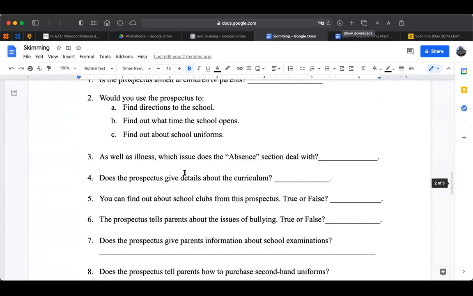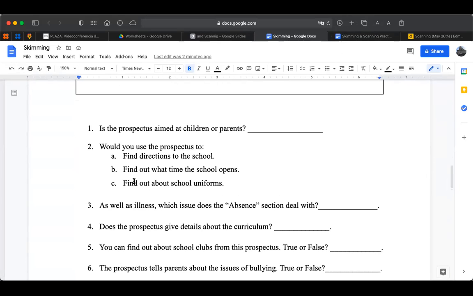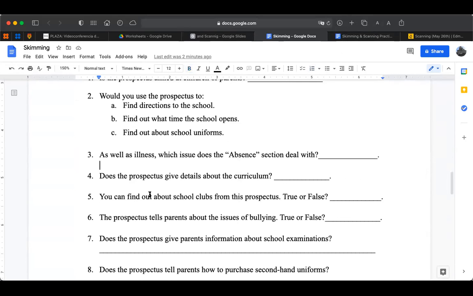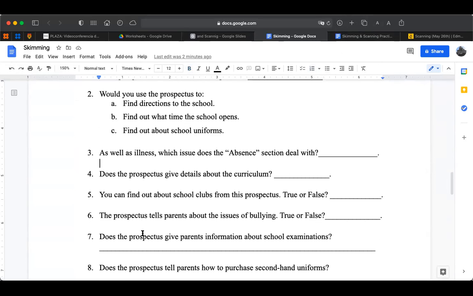Yes, entonces tienen que leer la pregunta y tratar de buscarlo lo más rápido. O sea, no lo más rápido posible, pero ir como directo a eso. That's what you have to do. So you have to answer these questions, but do not read the whole text again. Just go right to the point. I'm going to give you a couple minutes to do it. But it shouldn't take more than 5 minutes. Because if you're skimming, it should be something fast.